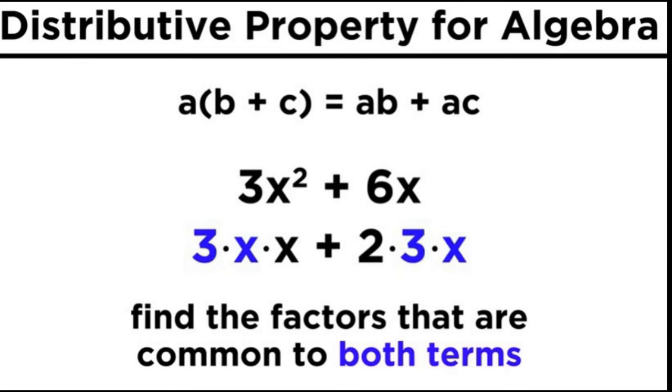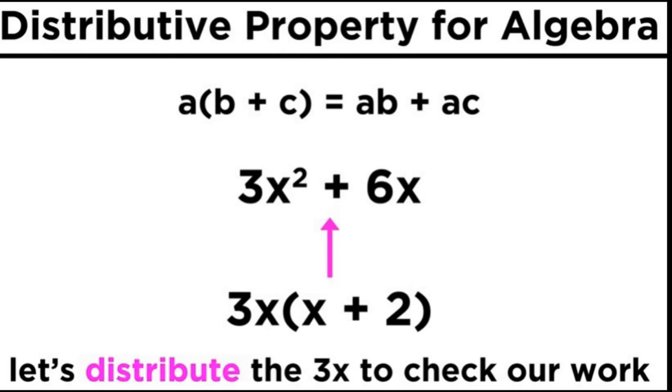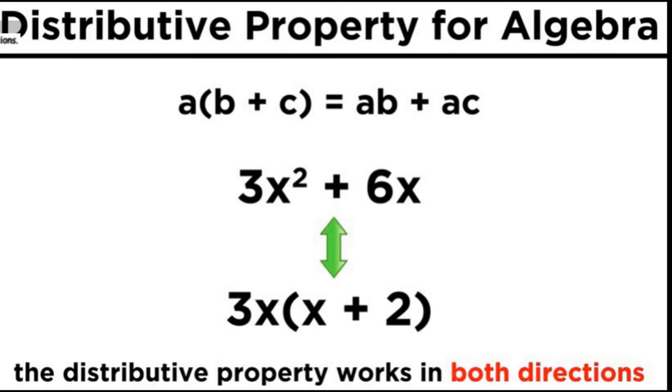The greatest common factor would be 3x, and if we pull 3x out of both terms, meaning we divide each term by 3x, we end up with the 3x out here, and then x plus 2 in parentheses. We can check our work as expected by distributing the 3x across the sum. 3x times x is 3x squared, and 3x times 2 is 6x. So we can use the distributive property in a variety of ways to generate equivalent expressions.